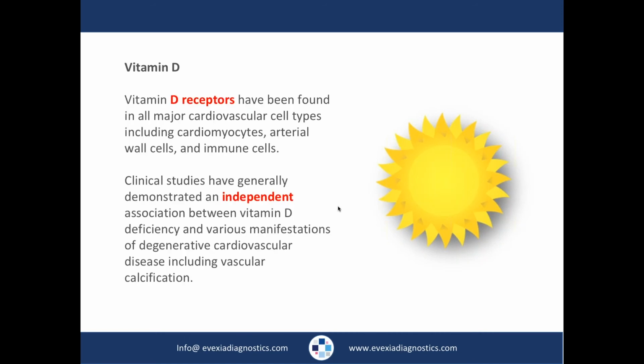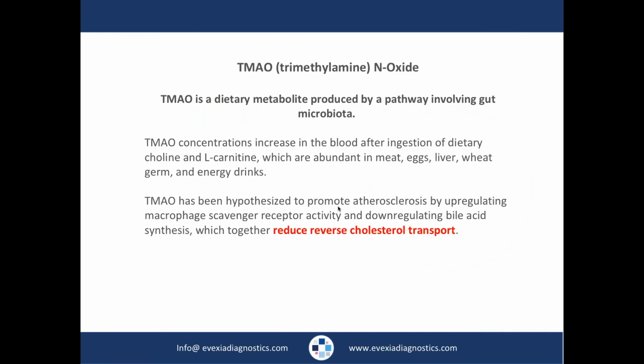Now, the thing that you may not know about vitamin D is that the vitamin D receptors have been found in all major cardiovascular cells, including the cardiomyocytes. It's found in the arterial wall and also the immune system. So that's the connection why you want to take a look at vitamin D levels, especially 25-hydroxy vitamin D, because vitamin D studies have generally demonstrated an independent association between vitamin D and degenerative cardiovascular disease. That's why that's on the panel as well. So it's important to know that.